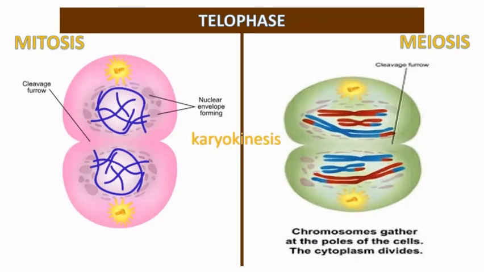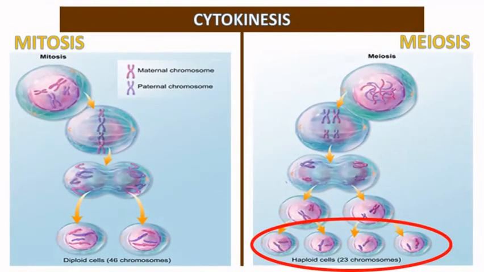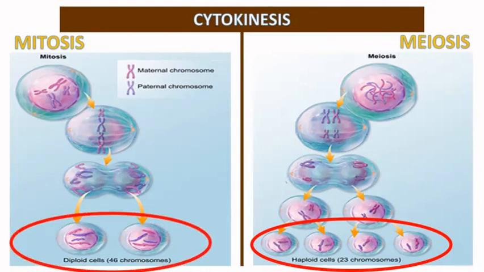After cytokinesis in meiosis, there are 4 daughter cells produced that are completely different from each other, each containing half the number of chromosomes. In mitosis, there are 2 daughter cells produced containing the diploid number of chromosomes and are completely identical to the parent cell.